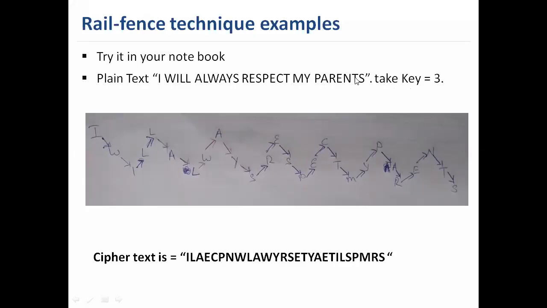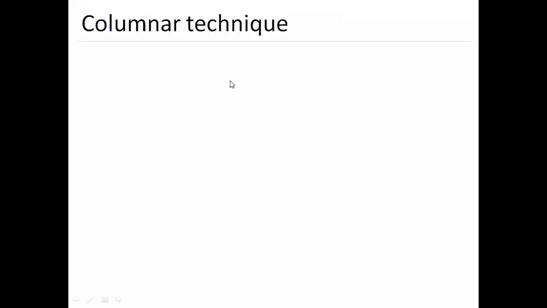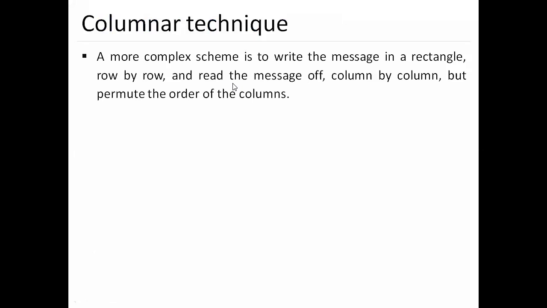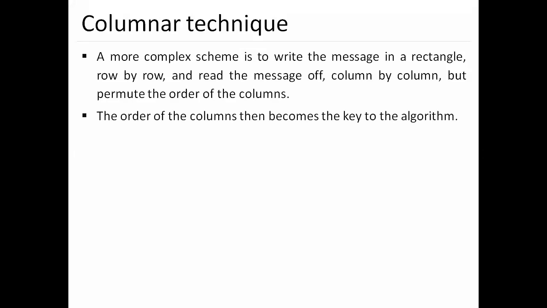Okay, the next is the columnar technique. A more complex scheme is to write the message in a rectangle form, row by row, and read the message column by column, but permute the order of the columns. So here the order of the columns then becomes the key to the algorithm.